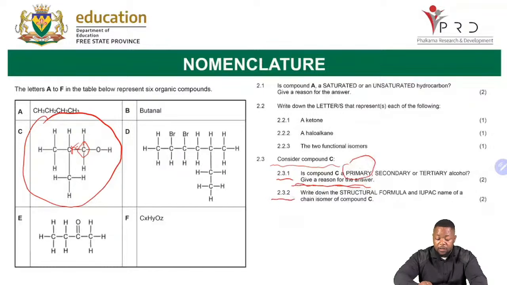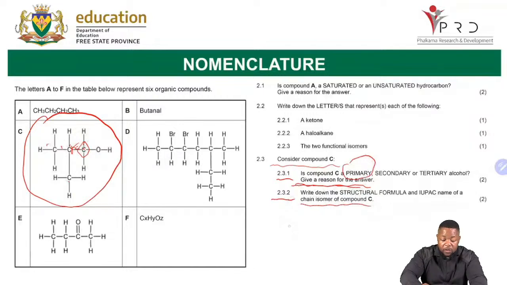Then the last question says in 2.3.2, write down the structural formula and the IUPAC name of the chain isomer. We are looking for the chain isomer of compound C. So this is compound C that we are still talking about. If we look at the longest chain of the compound as it is given, 1, 2, 3, 1, 2, 3. Because the longest chain as it is given is 3, we can draw another structure of a chain that is longer than 3.